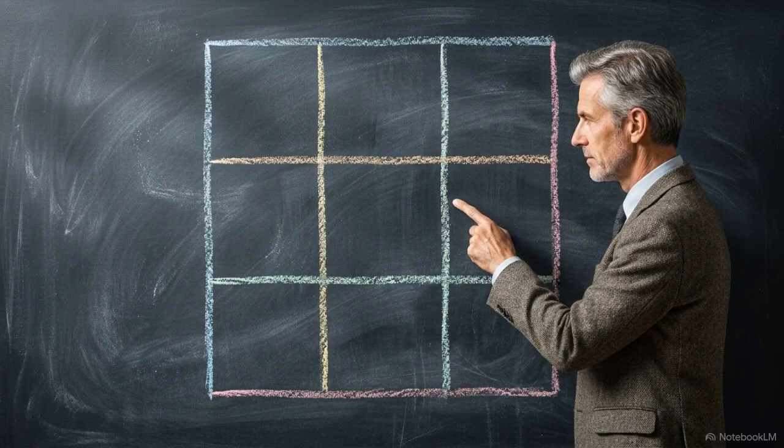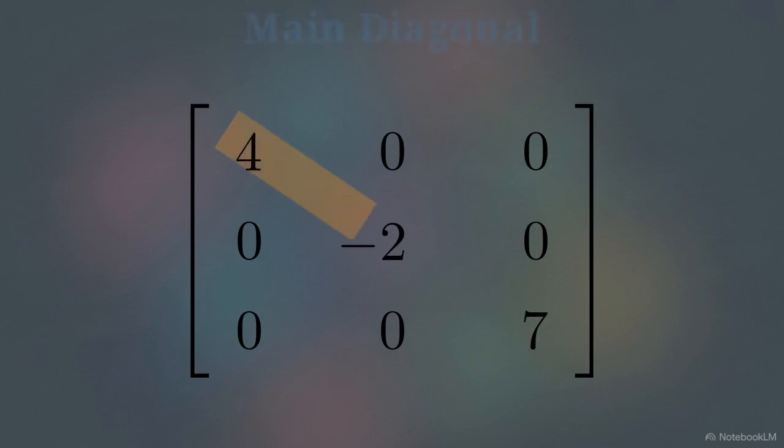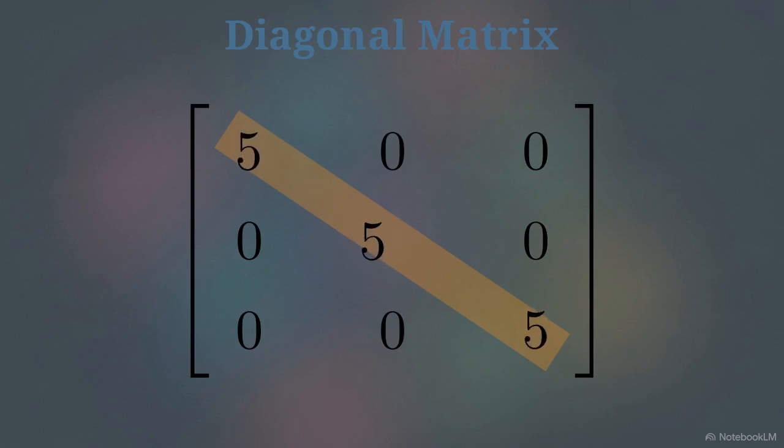Now let's look inside a square matrix. The path from top left to bottom right is the main diagonal. If only this path has non-zero numbers, it's a diagonal matrix. If these numbers match, like 3 5s, it's a scalar matrix. If they are specifically 1s, it's an identity matrix.